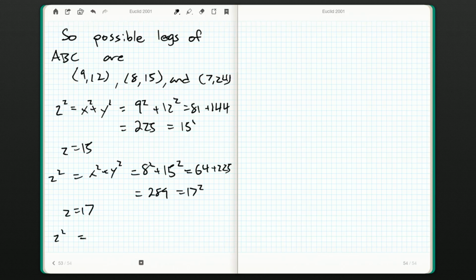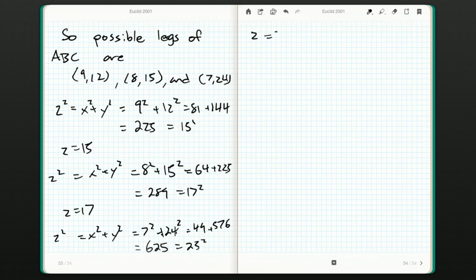And the last one, z squared, x squared plus y squared. You know all these are going to work out if you know Pythagorean triples, but suppose we didn't. We still need to make sure that each z is an integer length, because maybe there's one pair where z isn't an integer, and we ask that every side of ABC is an integer. So 49 plus 576, that's going to be 625, which is 25 squared. z is equal to 25.